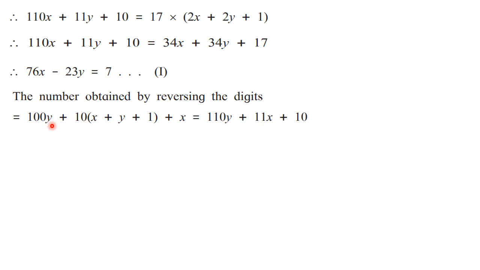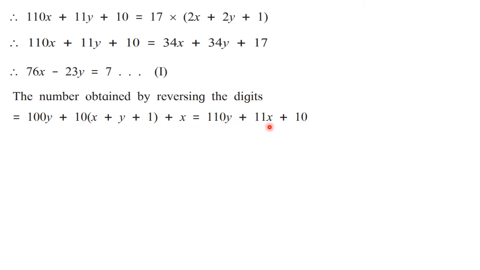So that is why the number will be 100y plus 10 into the digit at the tens place plus the digit at the units place. Again if we expand here, 10x plus 10y. So 100y plus 10y, we will get 110y.